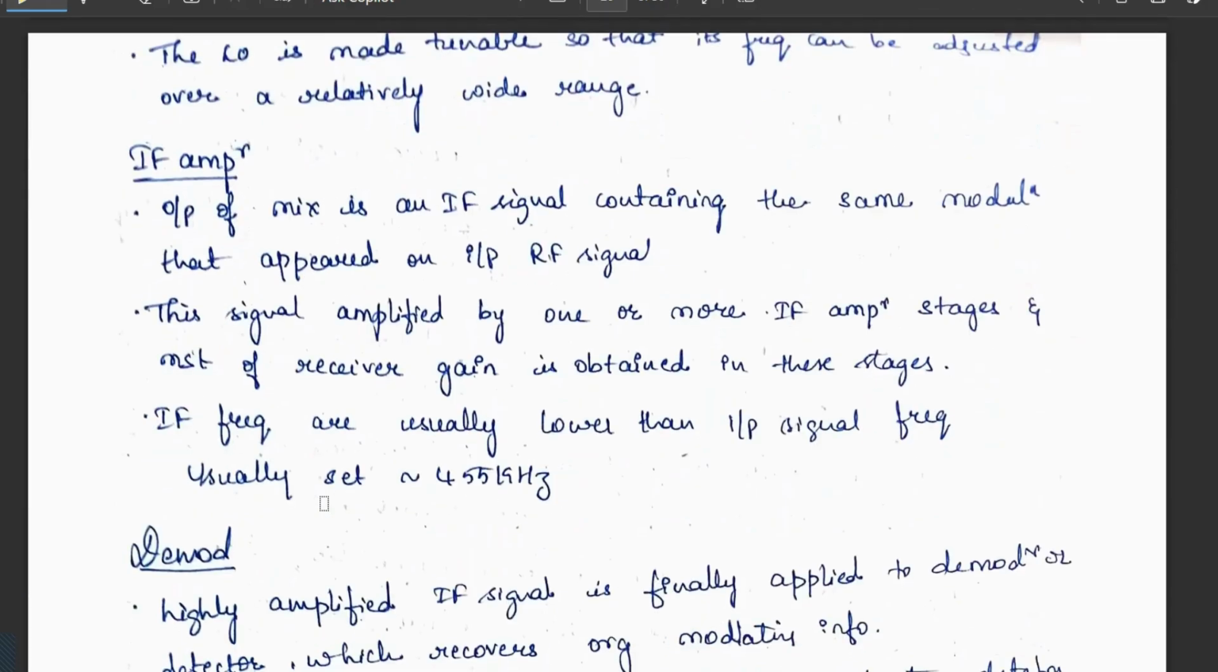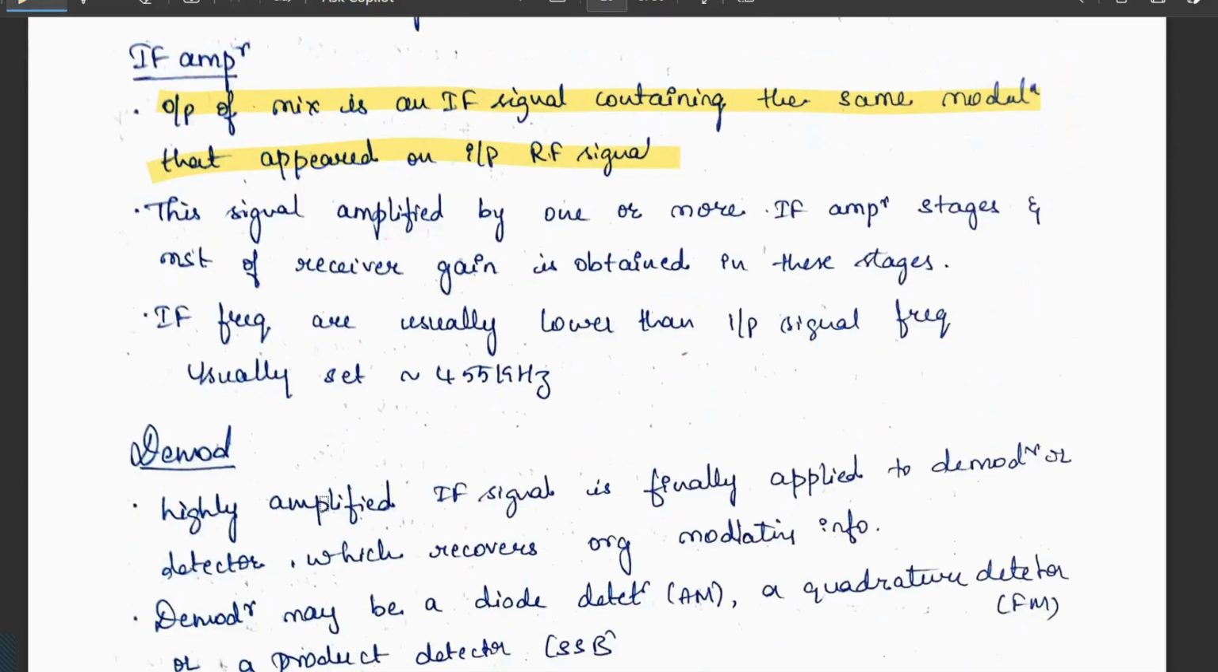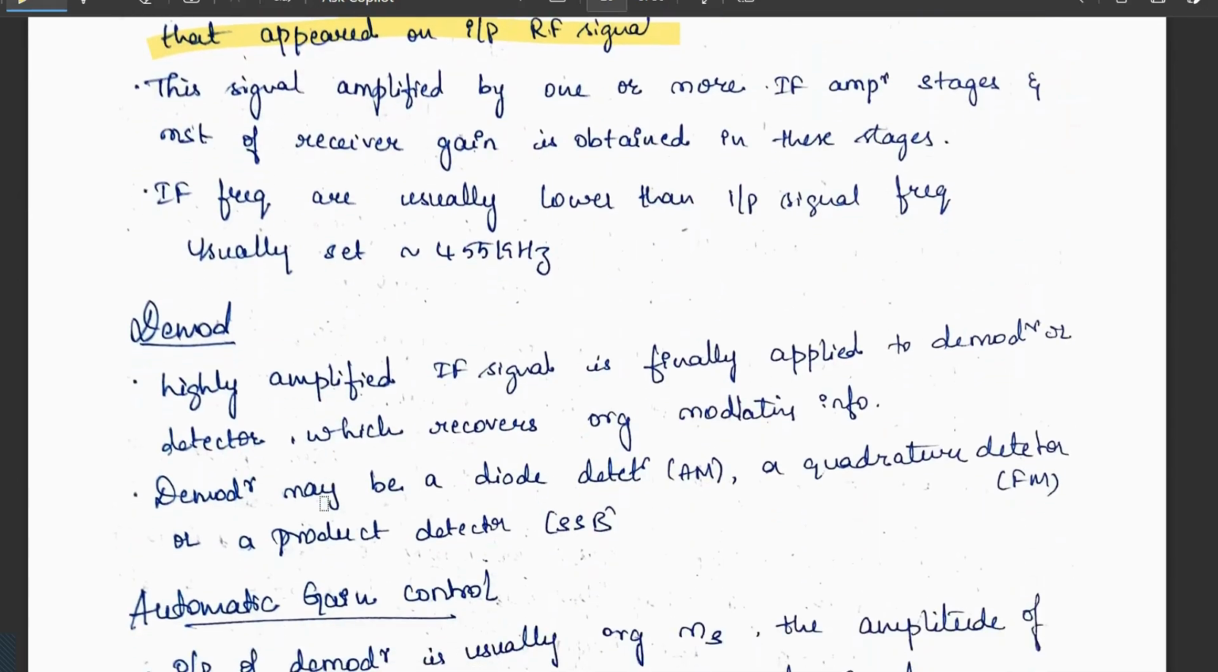We use an IF amplifier. This is the output of an IF amplifier containing the same modulation as appeared on the input of the RF amplifier. So the signal is amplified by one more IF amplifier. We have one more, and most of the receiver gain is obtained in these stages. IF frequencies are usually lower than the RF signal, usually approximately 455 kilohertz.